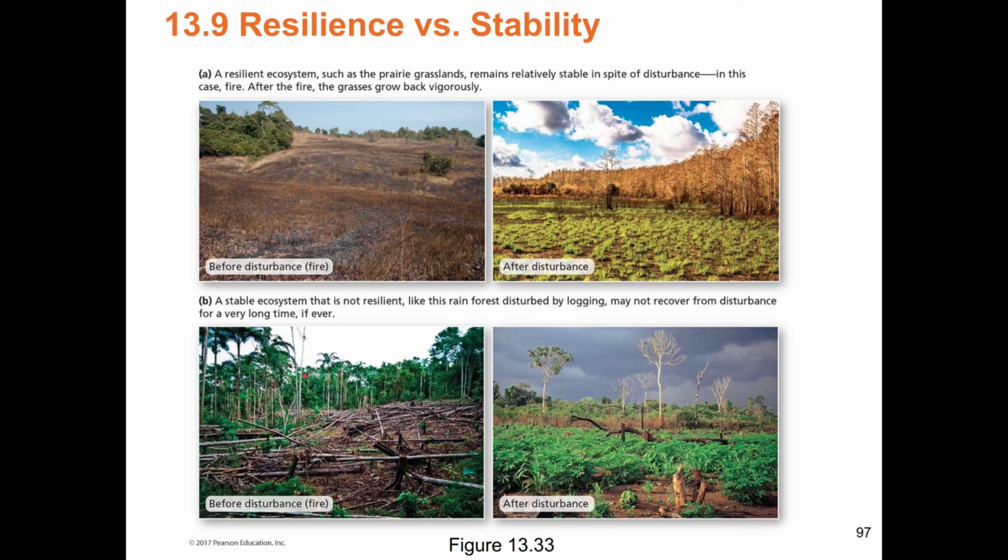A stable ecosystem that isn't resilient, like this rainforest. So it's stable, not a lot of change. If there's a big change, what grows back may be completely different. So that would be not resilient. Resilience is its ability to grow back to what it was. Stability is its resistance to change. So this ecosystem was stable but not resilient. This ecosystem was very resilient and relatively stable.